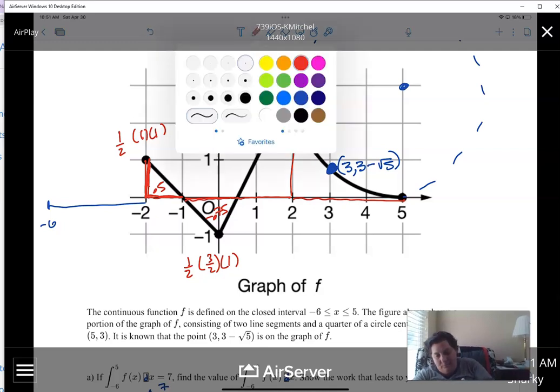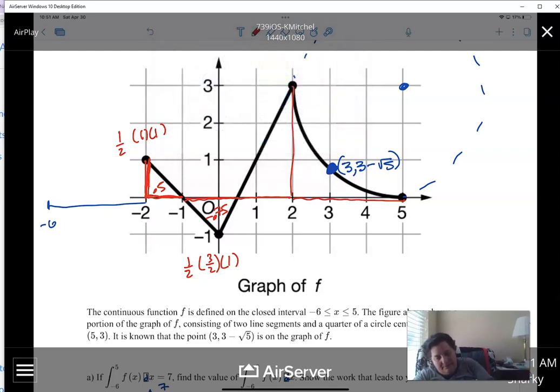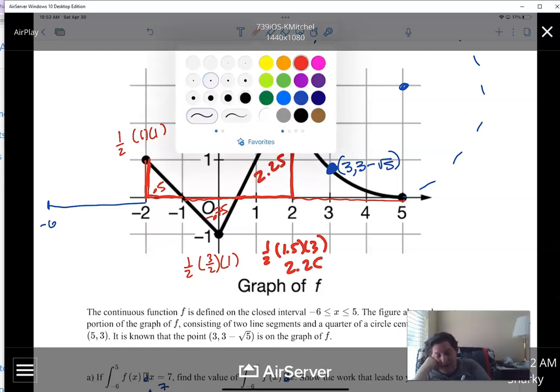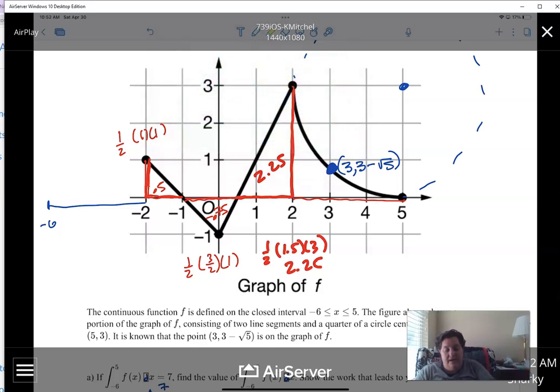One thing at a time here. Not getting overwhelmed. Okay, this section goes from 0.5 to 2, so that's 1/2. The base is 1.5, or 3 over 2. I've been using fractions. And the height is 3. Half of 3 is 1.5. 1.5 times 1.5 is 2.25. Jeez Louise.